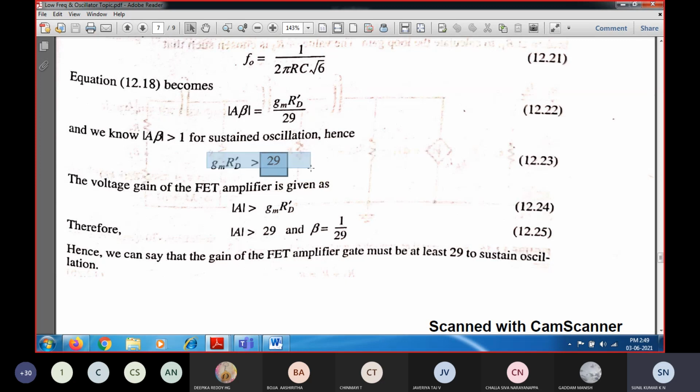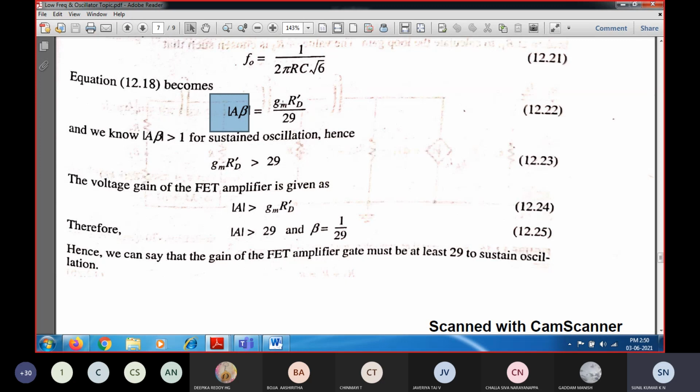So that is what the Gm into RD dash should be greater than 29. So the amplifier gain should be greater than 29, and beta is the feedback network. This feedback network is going to have a reduction of voltage of 1 over 29. So this indicates that in order to have a loop gain, the amplifier gain must be greater than 29. Then only you are going to have a loop gain equal to 1.